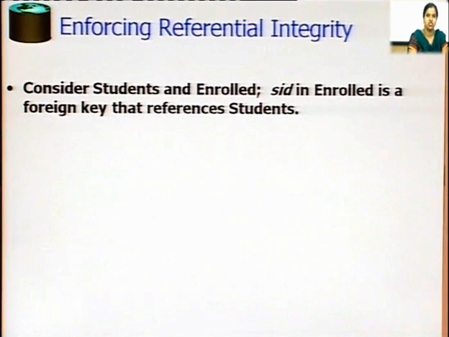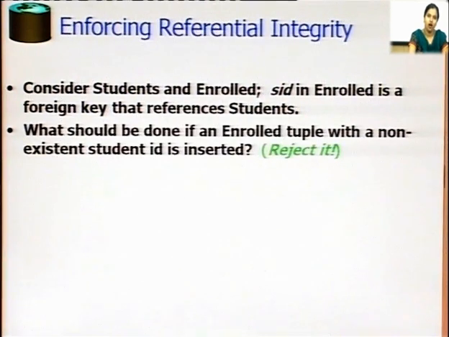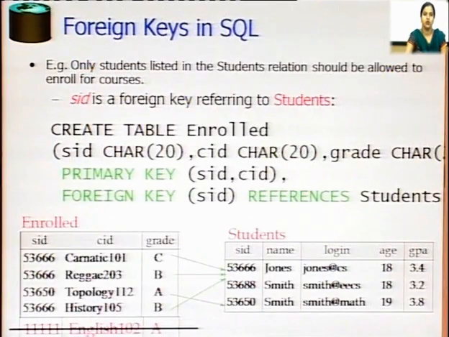How do we enforce the referential integrity? Consider the students enrolled; SID in enrolled is a foreign key. But what should be done if an enrolled tuple with a non-existent student is inserted? We have to reject it. We cannot insert the data. Here you can see this data is not present in this table, so this data is rejected because this is the foreign key of this table. Only the data which is present in the corresponding table can be entered in this table.